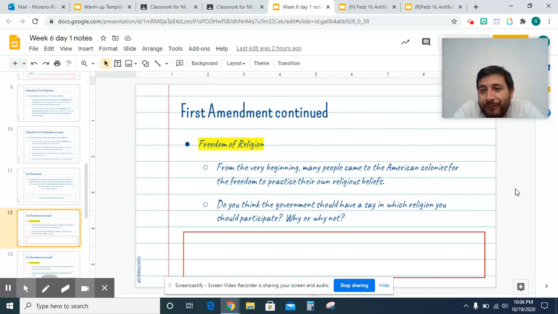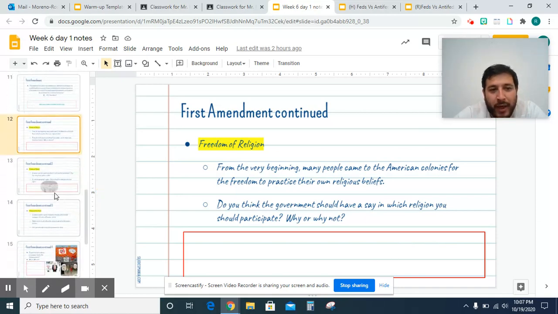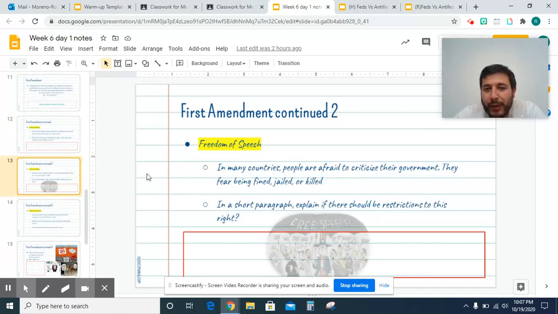Do you think the government should have a say in which religion you participate in? Yes or no? This is your answer. Pause the video again, write something in there, think a little bit for a second. Should the government really be involved in what I believe or not believe? In Cuba, they actually don't let you do that because they think you're going to overthrow the government. So anyway, go ahead, pause the video, and when you're finished, go to the next one.